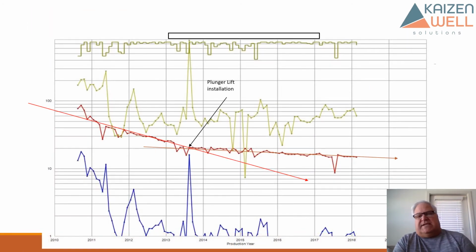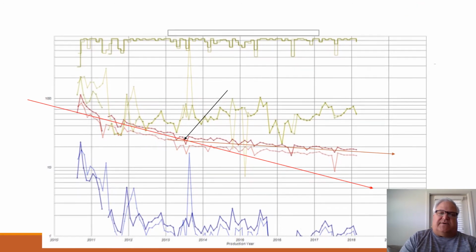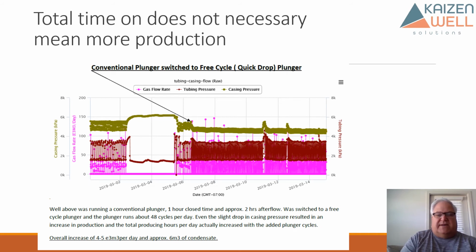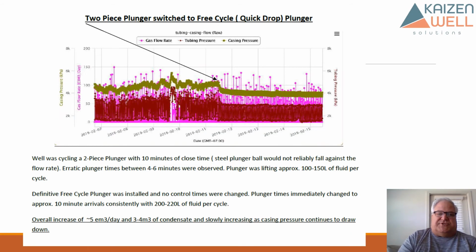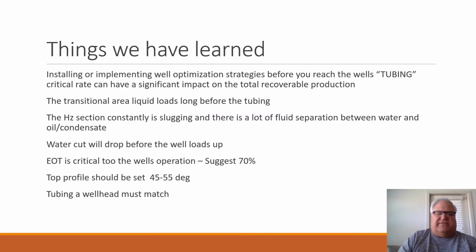Here's some examples, and we see this pretty well on every horizontal well we work on. This is your decline rate, or this is the gas production rate. And after we put a plunger lift in it, it changes the way it's declining. And we see that over and over and over. And it's important to know that early intervention will make that change to the decline rate and impacts a well's production. So here's just some examples going from conventional plungers to free cycles, different things we've done, how using the right plunger with the right off time can really make a big difference.